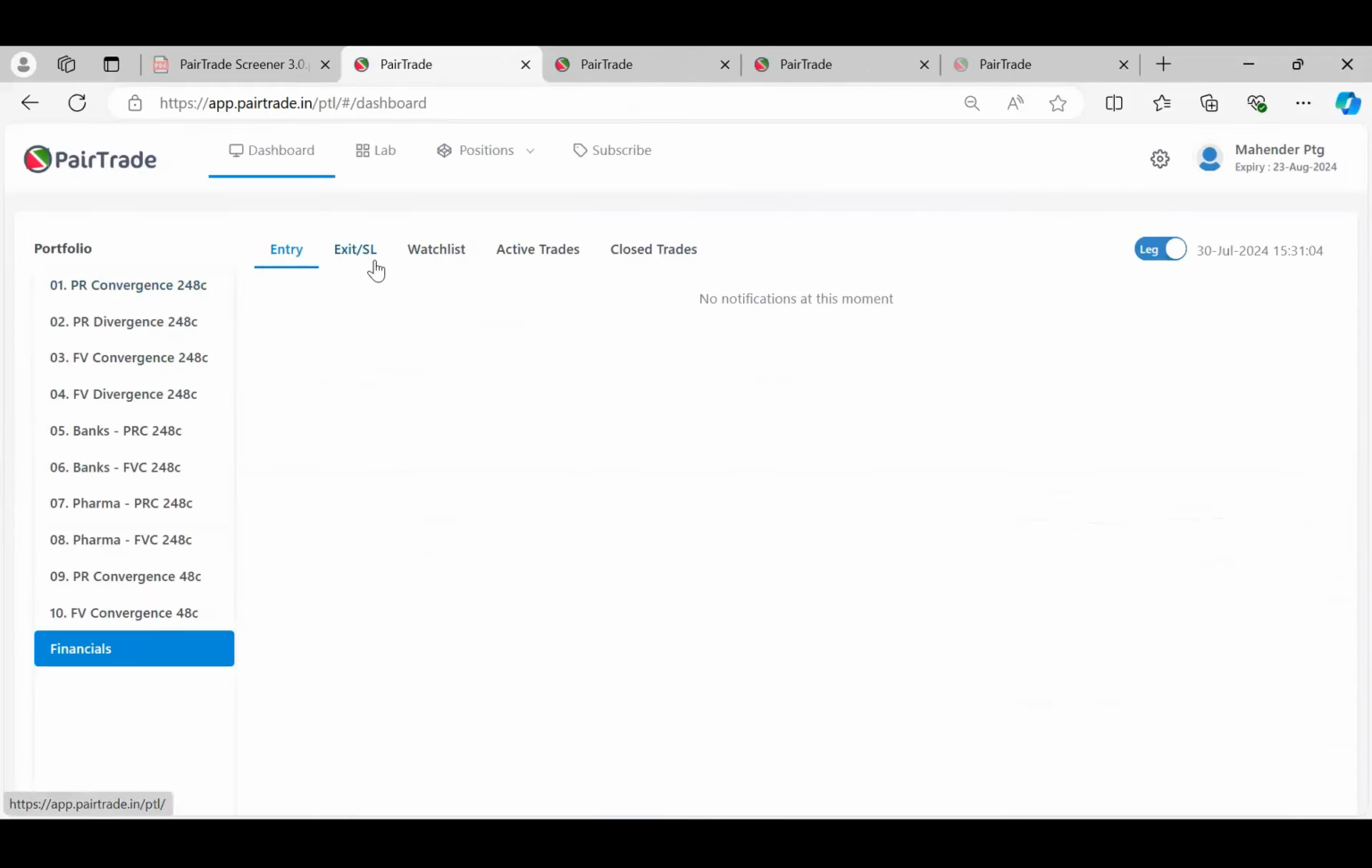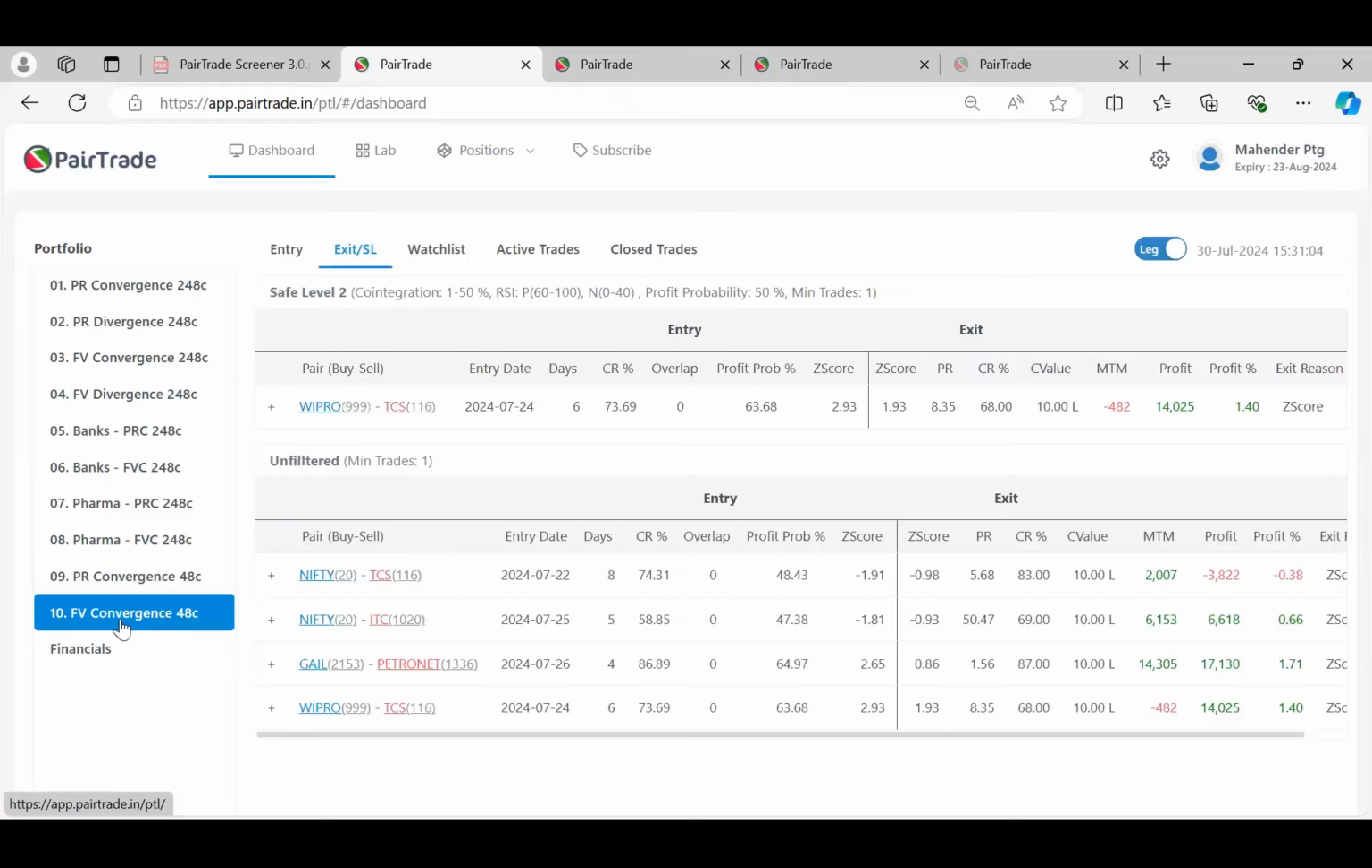Similarly, exits we can also see, whether any exits have come with this combination. At fair value convergence 48, there is an exit here. Wipro TCS, the entry was at so-and-so date, 6 days ago. This is the entry time. The Z-score is 2.93. We entered at 3 standard deviation and are exiting at 2. So overall profit, it is 14,000 we are getting.